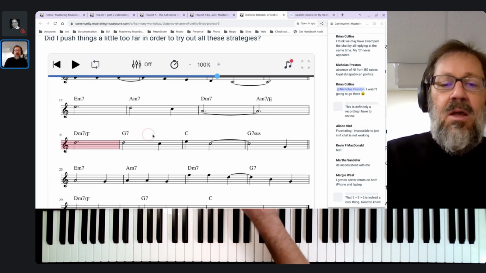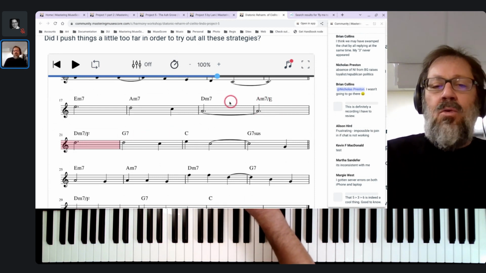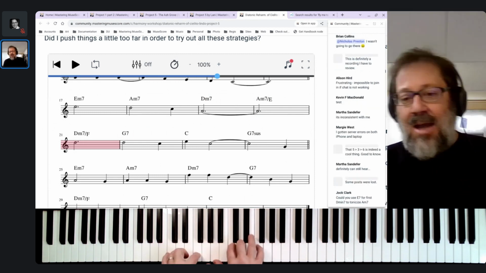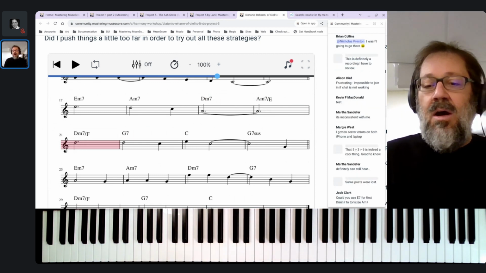So I want to come back to this A minor chord. If I've got a D, and then I'm leaving it and then coming back to another D, I really want an E.